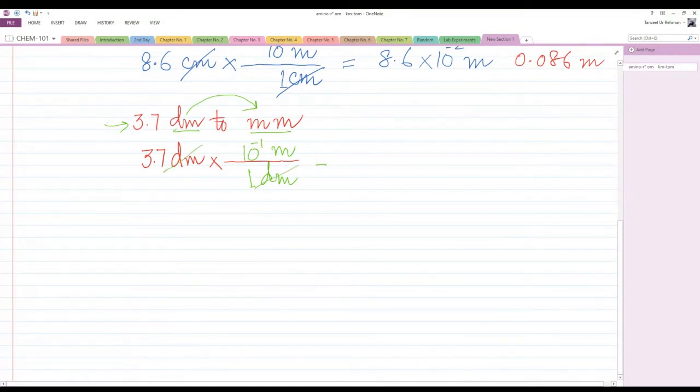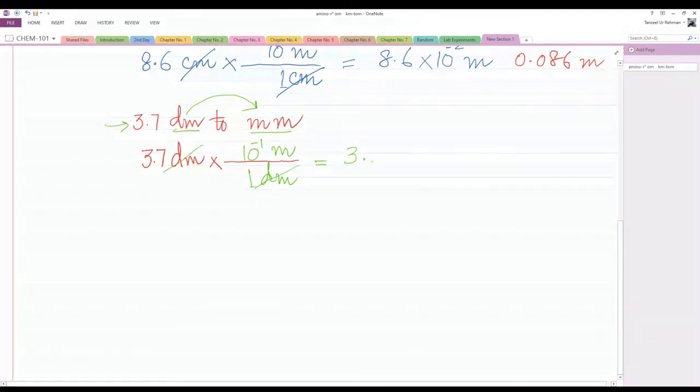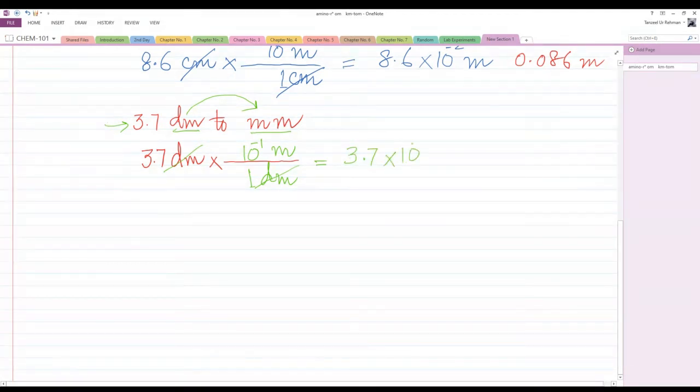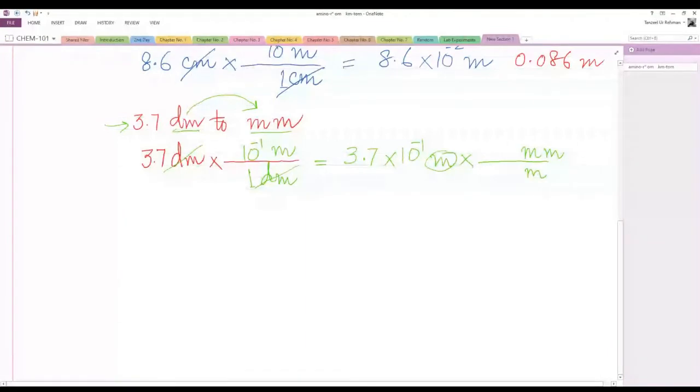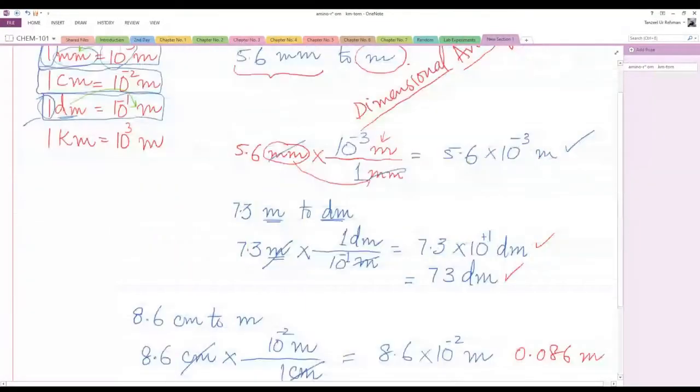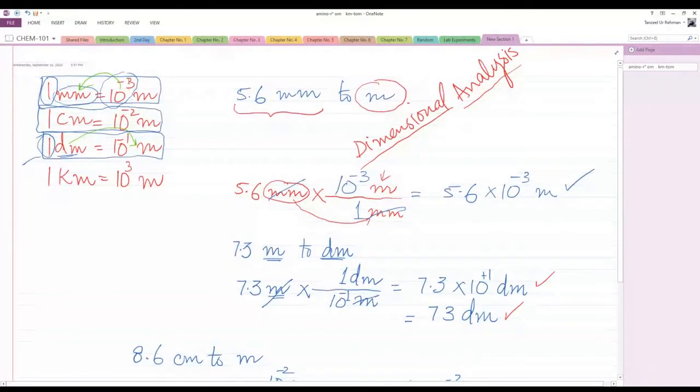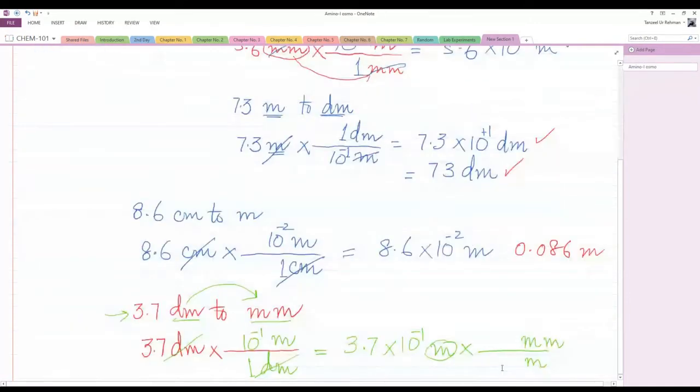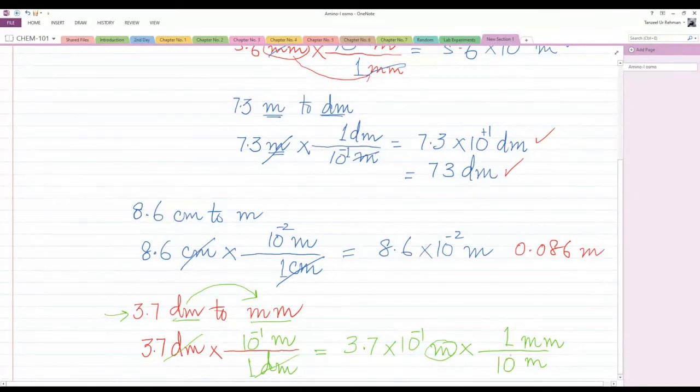Decimeter will be cancelled. What is our answer? 3.7 into 10 to the raised power minus millimeter. So when we move to this table, 1 millimeter is 10 to the raised power minus 3 meter. So 1 millimeter with meter is 10 to the raised power minus 3.